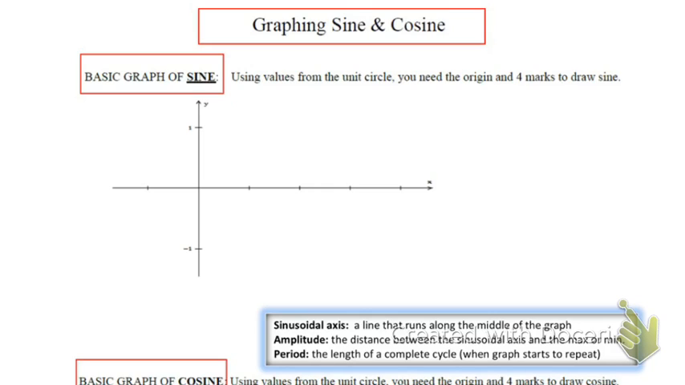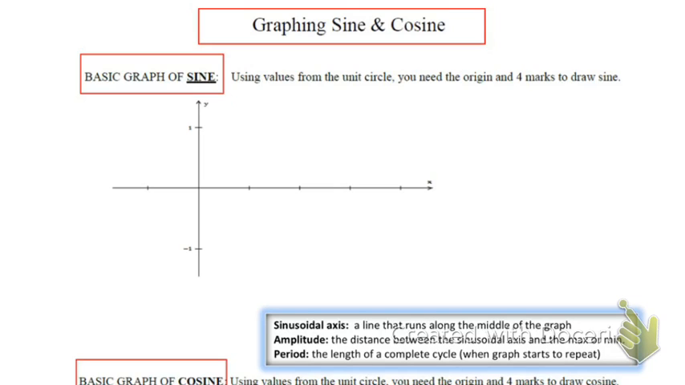And that is our key values: 0, pi over 2, pi, 3 pi over 2, and 2 pi. Because if you look at all your sine and cosine values, they're basically bouncing between negative 1 and positive 1. Nothing gets bigger than positive 1, and nothing gets smaller than negative 1. So looking at those 5 points, we're able to get the entire graph of our sine function.